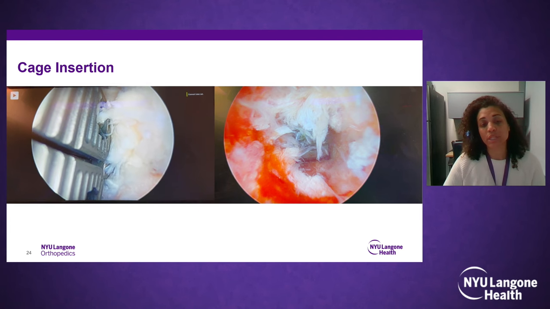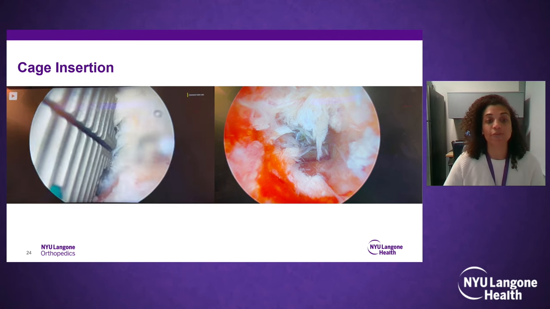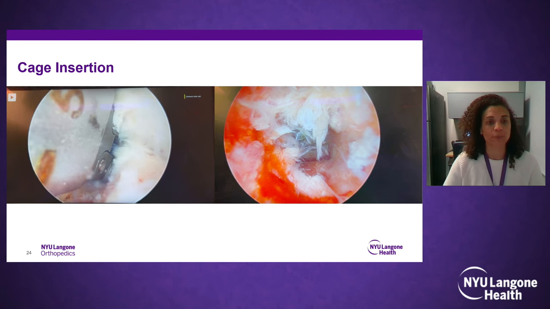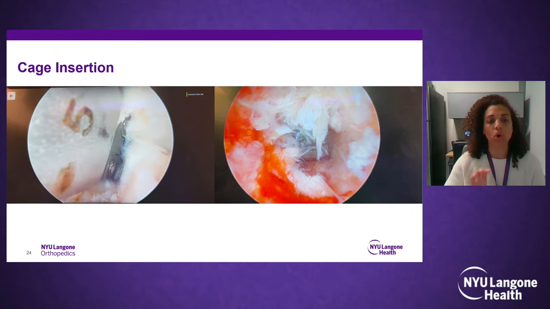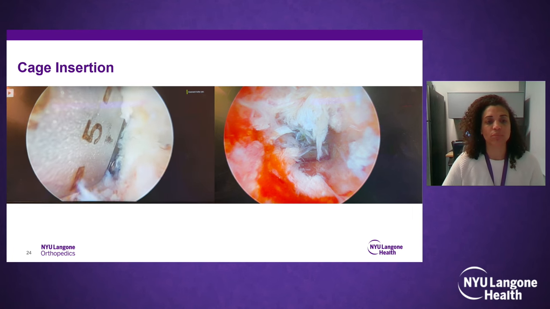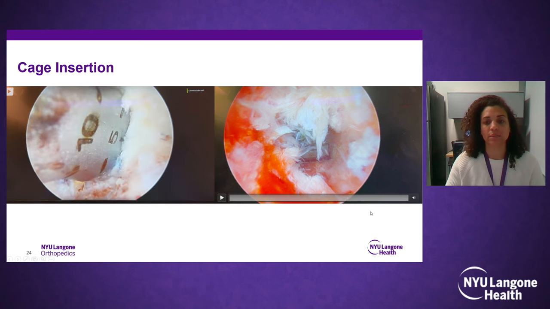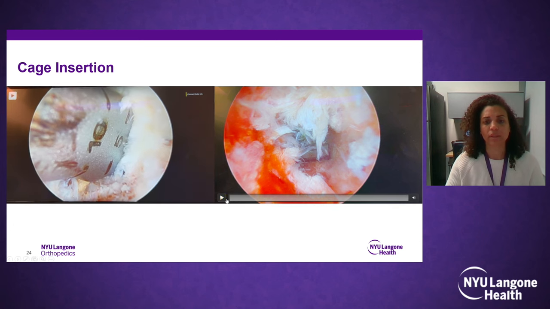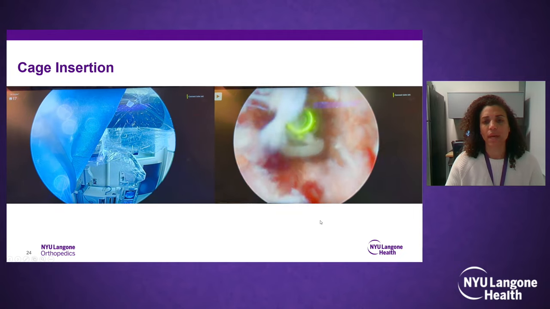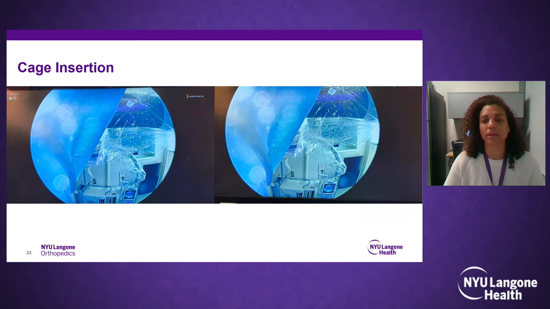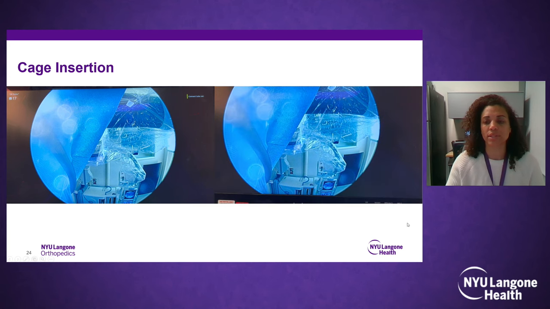For this particular cage, I like to bury it fully and then check on x-ray to see if I can advance it further. I want the whole insertion piece to be into the disc space, and then on x-ray I can expand it. And then here is a look at the device once it's in.